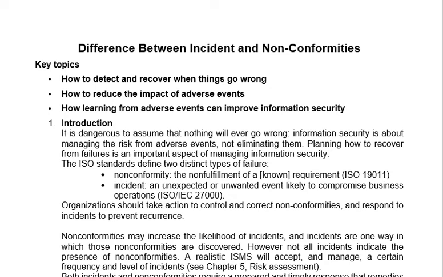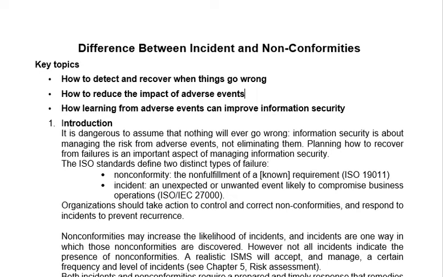So non-conformity is the non-fulfillment of a known requirement, then it would be a non-conformance. Suppose the standard says you need to have an asset management policy or access control policy within the organization. If we do not have an access management policy within the organization, this would be a non-conformance as per the standard requirement.